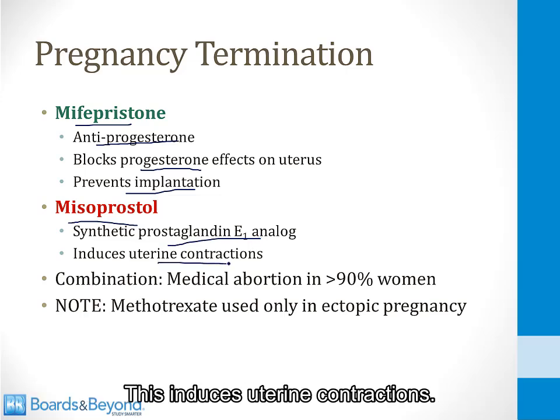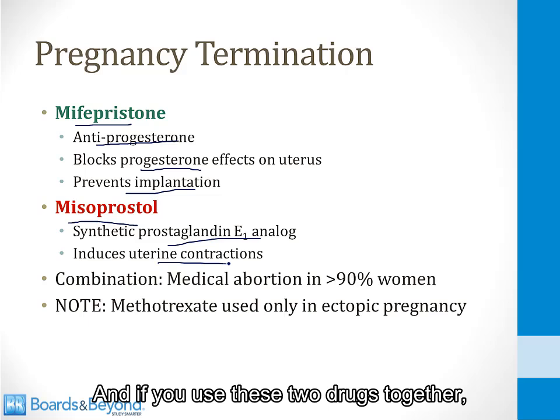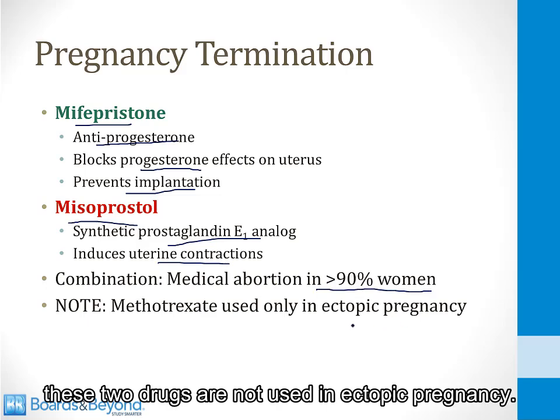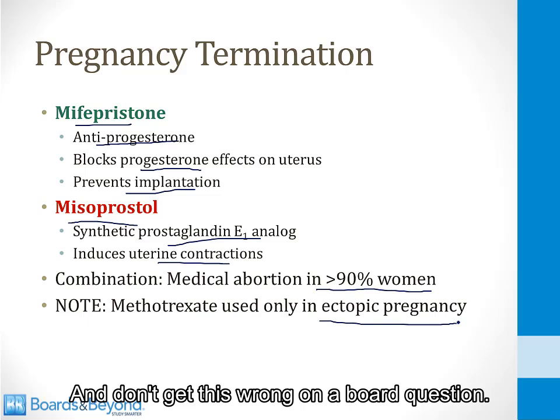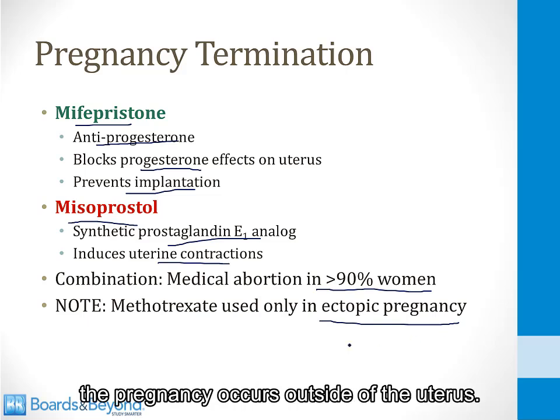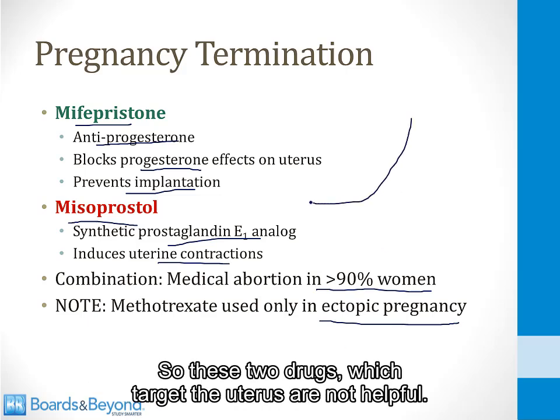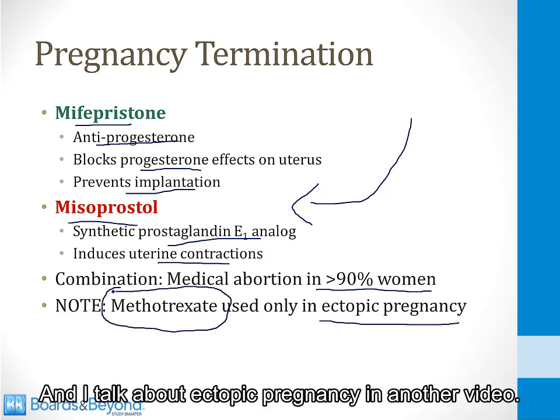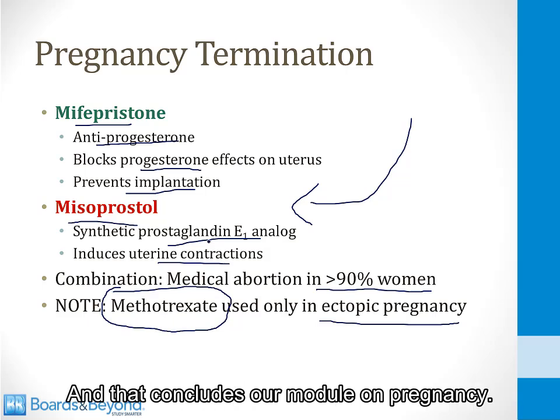This induces uterine contractions. And if you use these 2 drugs together, medical abortion occurs in greater than 90% of women. Now, just a side note here, these 2 drugs are not used in ectopic pregnancy, and don't get this wrong on a board question. In ectopic pregnancy, the pregnancy occurs outside of the uterus, so these 2 drugs which target the uterus are not helpful. Instead, in ectopic pregnancy, methotrexate is used, and I talk about ectopic pregnancy in another video. And that concludes our module on pregnancy.